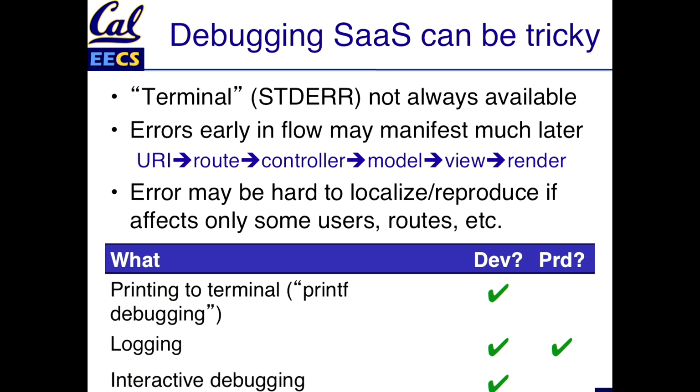There's a couple of different things that I'm going to talk about in how you can approach debugging. One thing is something you probably all have done in many other languages, which is printing stuff to the terminal. Some people call that printf debugging. And in development mode, that's fine. You could certainly do that. And I'll show you a couple of different ways.